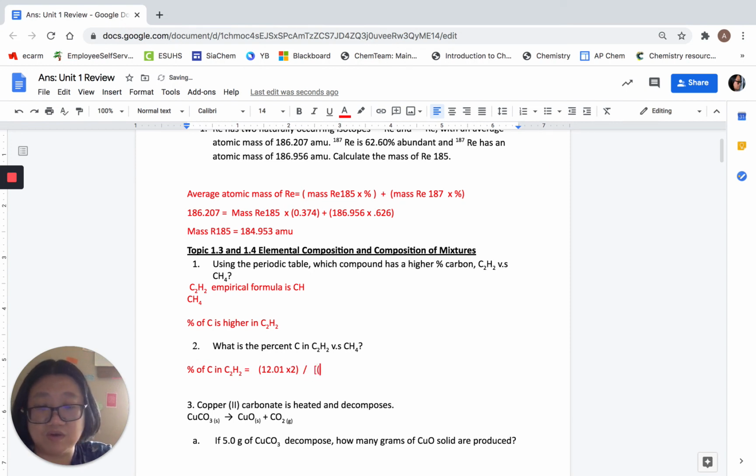12.01 times 2 plus 1.01 times 2. I just put in the extra parentheses so that you can see. When you finish, you're going to multiply by 100 to get a percentage. Whatever the answer is, times 100, and then you're going to get the percentage.